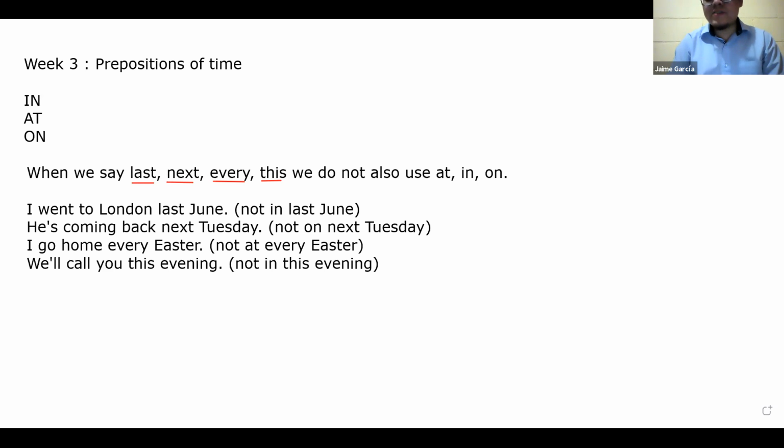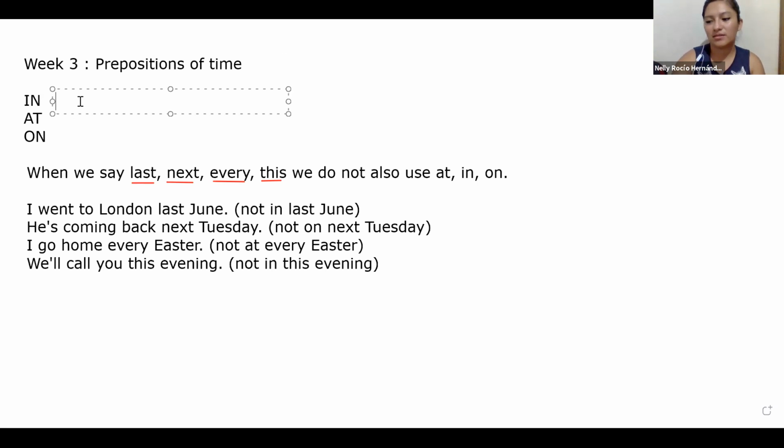Okay, prepositions of time. When do we use the prepositions of time? When do we use in? Let's remember, when do we use in? Specific month, year, season, century. Okay, for centuries, what else? Months? Years. Okay.